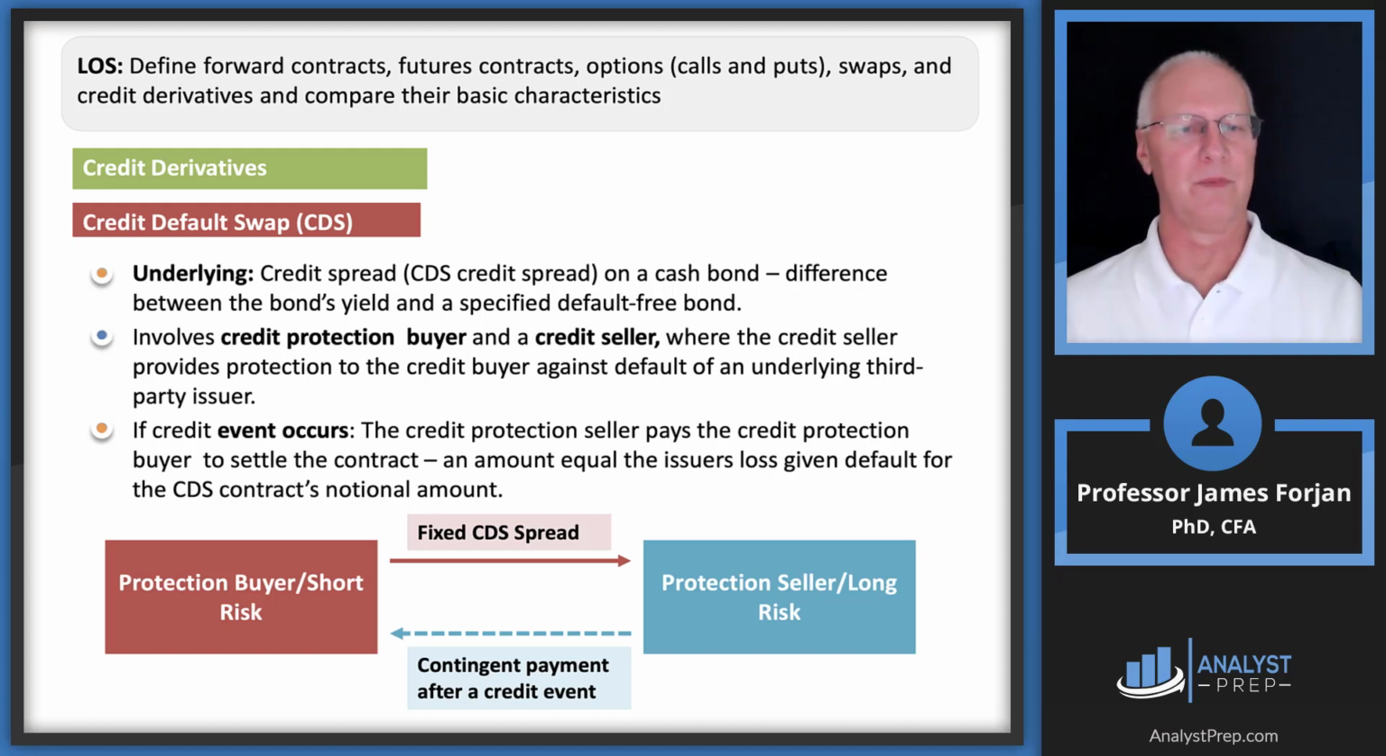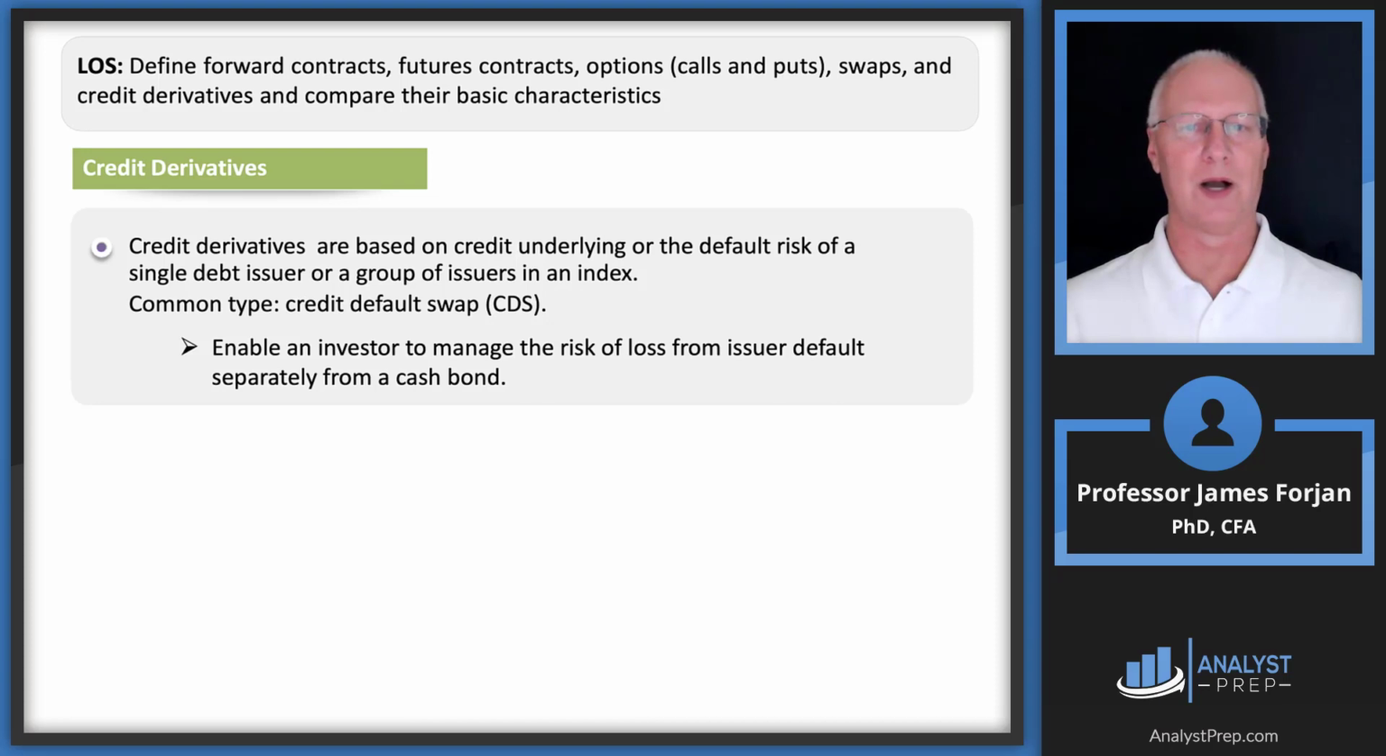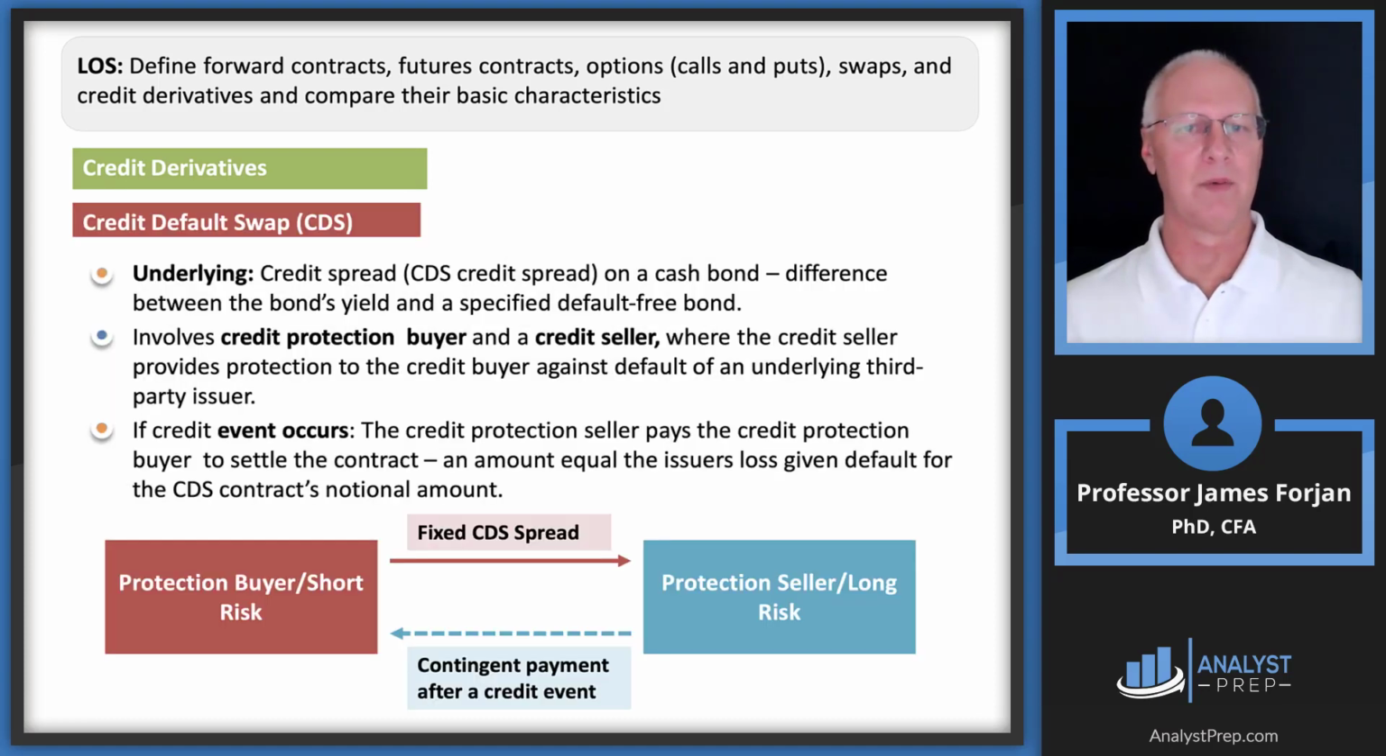All right, so let's go through some of these details here. So the credit spread on a cash bond is the difference between the bond's yield and a specified default-free bond. And credit default swaps, they're an awful lot like interest rate swaps. Their tenors are usually 5 years. And so what you would probably do is pick a 5-year treasury note. That sounds reasonable.